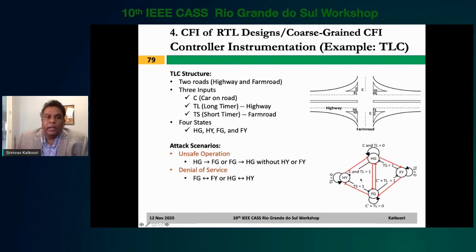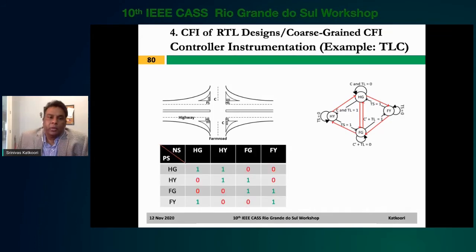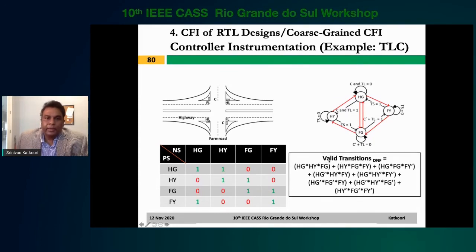So how do we address this problem? We look at this state transition matrix, where the green entries are the legal ones and the red ones are illegal. We create a valid transitions expression, and this expression gives you all the legal transitions.